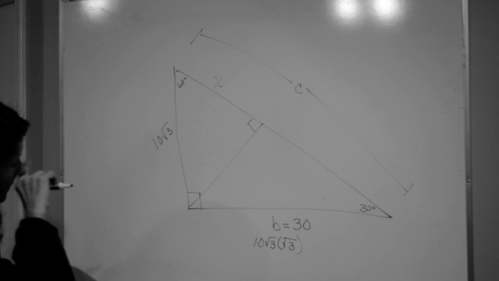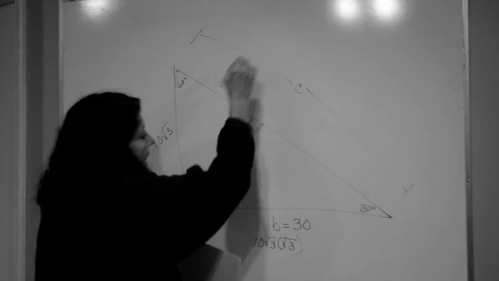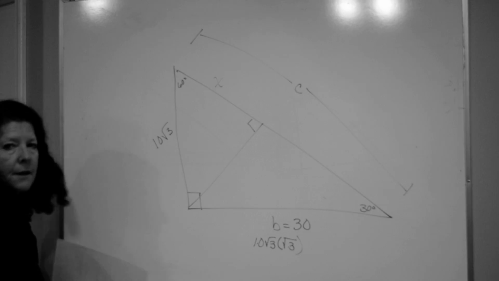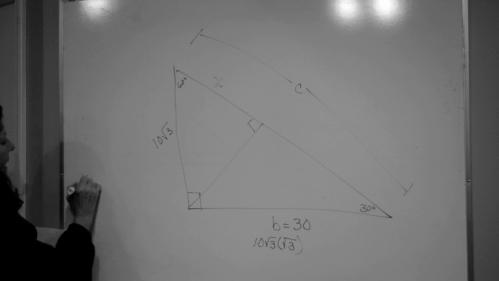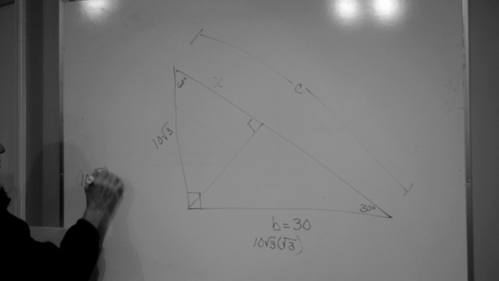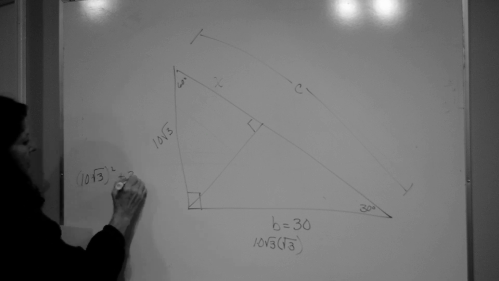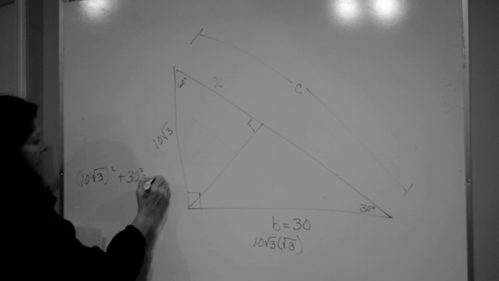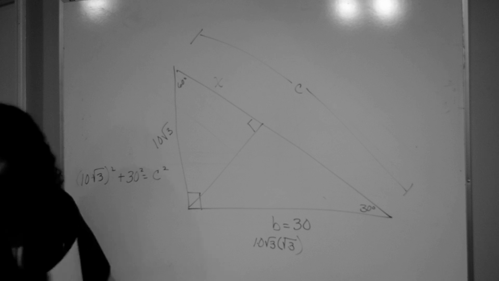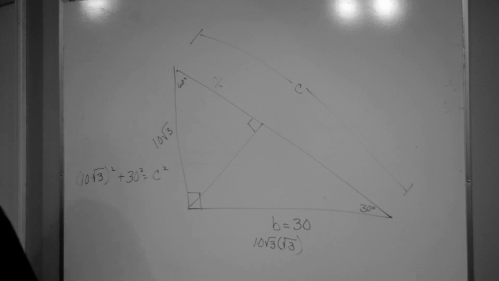Now, I can solve the c by using the Pythagorean theorem. So I've got 10 square root of 3 squared plus 30 squared is going to equal my c squared. So I'm going to pick up my calculator.